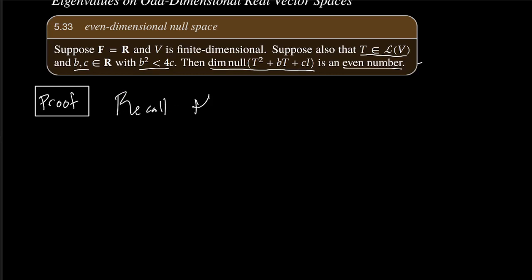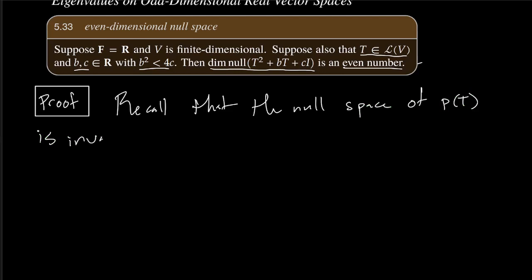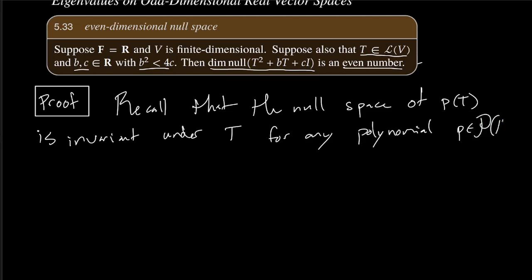Recall that the null space of p of T is invariant under T for any polynomial p over the field. In this case, I guess the field will be R, so maybe I can just write P of R there. So we proved this before. Now we just said basically, hey, the null space of a polynomial operator is invariant under the operator that you're plugging into the polynomial. All right, cool.